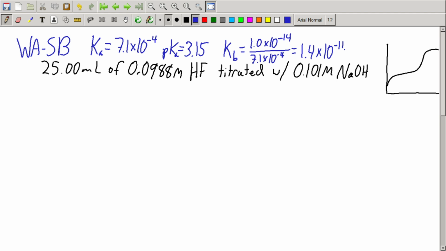All right. So we need that. Now, the next thing we need, how many millimoles of weak acid are we starting with? Okay. Now, let's do the same thing we did last time. And that is, what is the volume of the NaOH solution needed to reach equivalence?